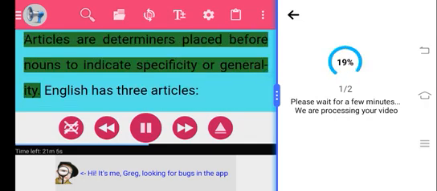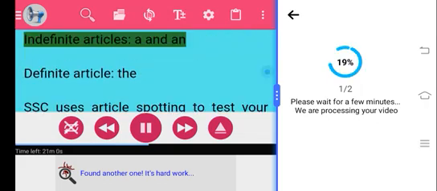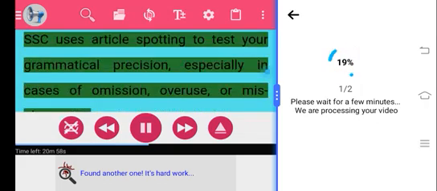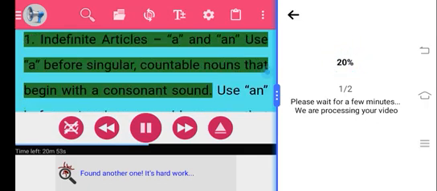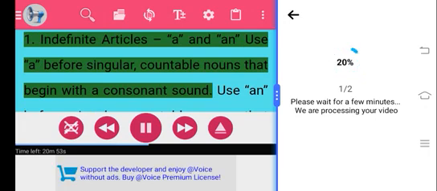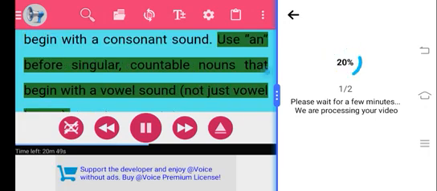Articles are determiners placed before nouns to indicate specificity or generality. English has 3 articles. Indefinite articles: a, an. Definite article: the. SSC uses article spotting to test your grammatical precision, especially in cases of omission, overuse, or misplacement. 1. Indefinite articles. Use a before singular countable nouns that begin with a consonant sound. Use an before singular countable nouns that begin with a vowel sound, not just vowel letters.